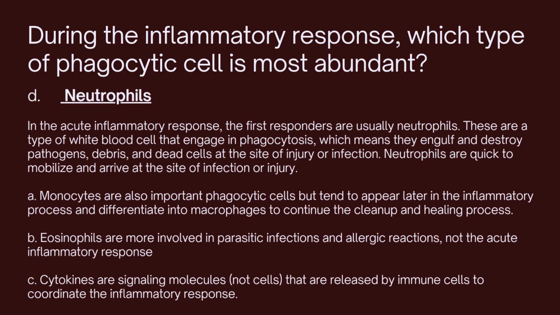A. Monocytes are also important phagocytic cells but tend to appear later in the inflammatory process and differentiate into macrophages to continue the cleanup and healing process. B. Eosinophils are more involved in parasitic infections and allergic reactions, not the acute inflammatory response. C. Cytokines are signaling molecules, not cells, that are released by immune cells to coordinate the inflammatory response.